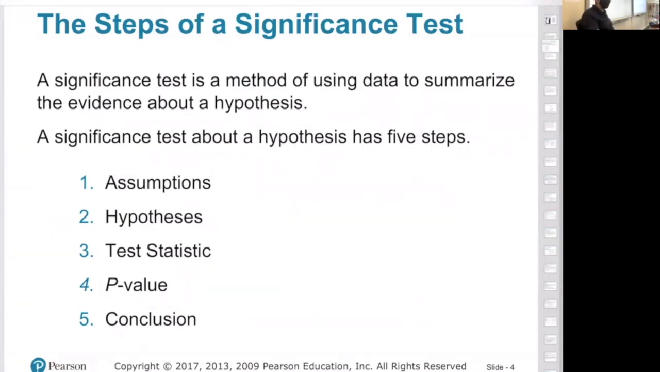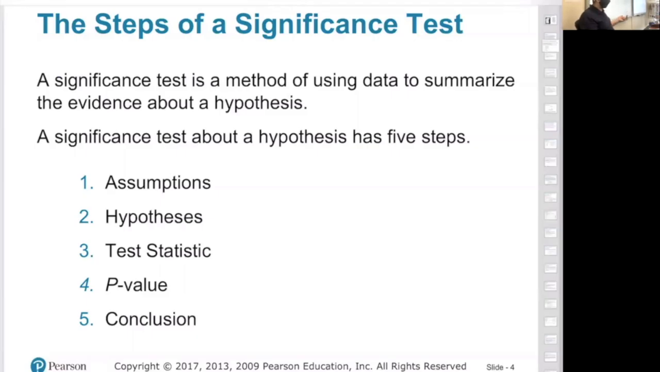So these are the steps of the hypothesis testing, or sometimes we call it the significance test, okay? As you can see here, first, the assumptions. You have to make sure that the assumptions are met. Second, what are the hypotheses? You will know after a while that we have two hypotheses. One we call the null hypothesis. The other one we call the alternative hypothesis.